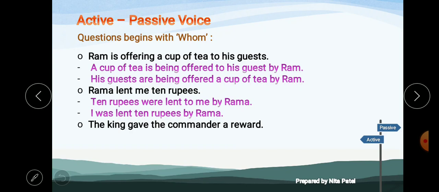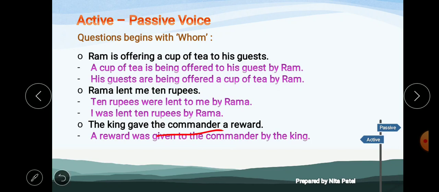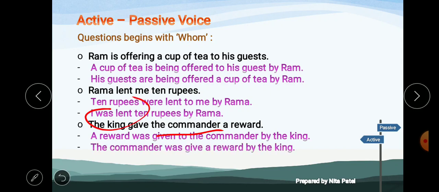The king gave the commander a reward. Indirect, direct. A reward was given. We have to put to before the commander. A reward was given to the commander by the king. And another, the commander was given a reward by the king.